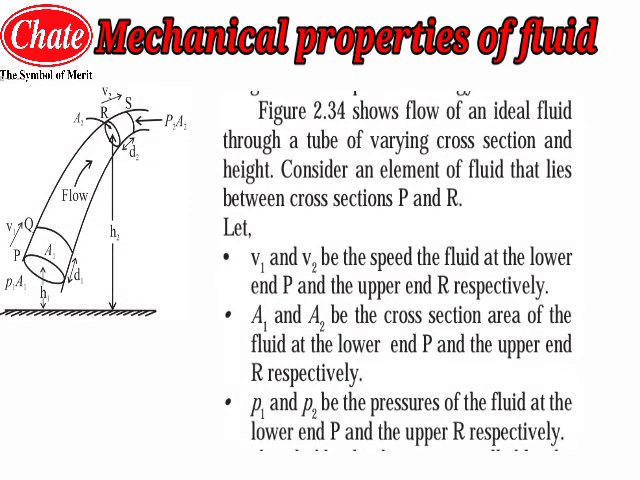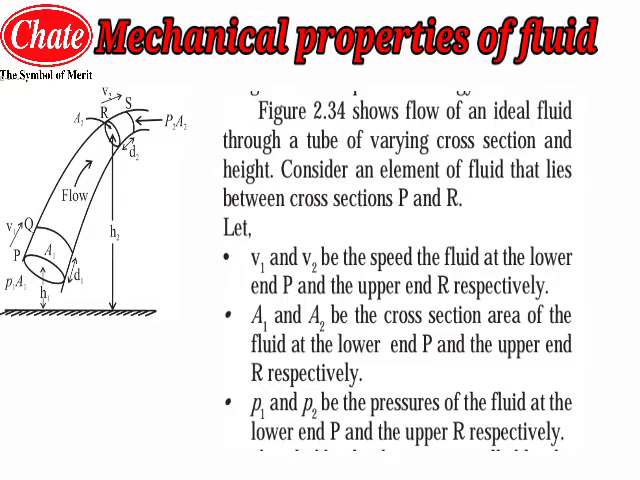Now students, as you can see, this diagram shows the flow of an ideal fluid through a tube of varying cross section and height. Consider an element of fluid that lies between cross sections P and R. You can see in the diagram the cross section we have to consider between P and R.